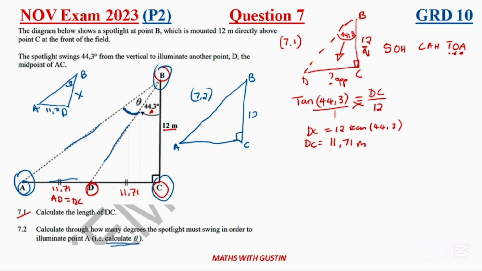So here you've got 12, and then here you're gonna add these two together. 11.71 plus 11.71 is going to give us 23.42, and then you don't know this angle here. Okay, but at least you've got two sides.